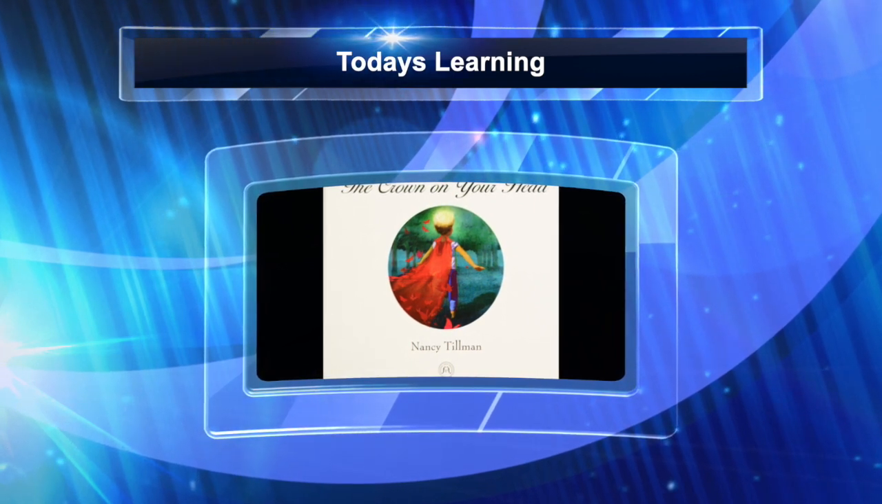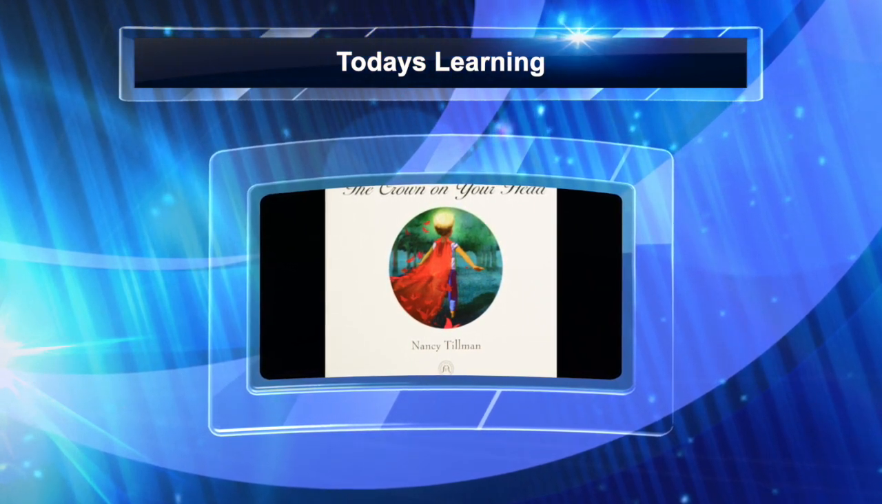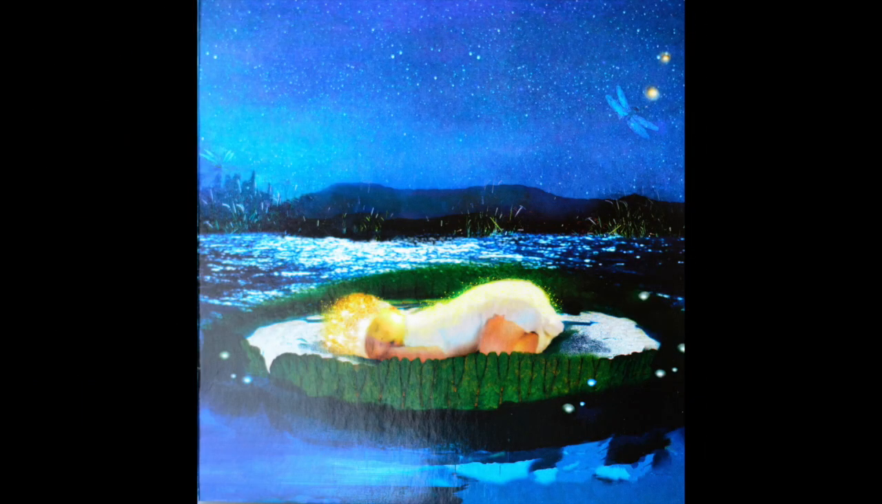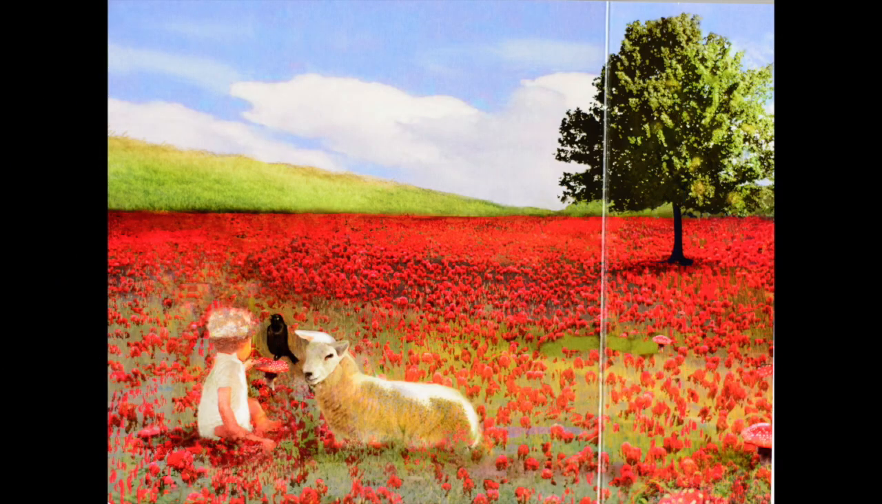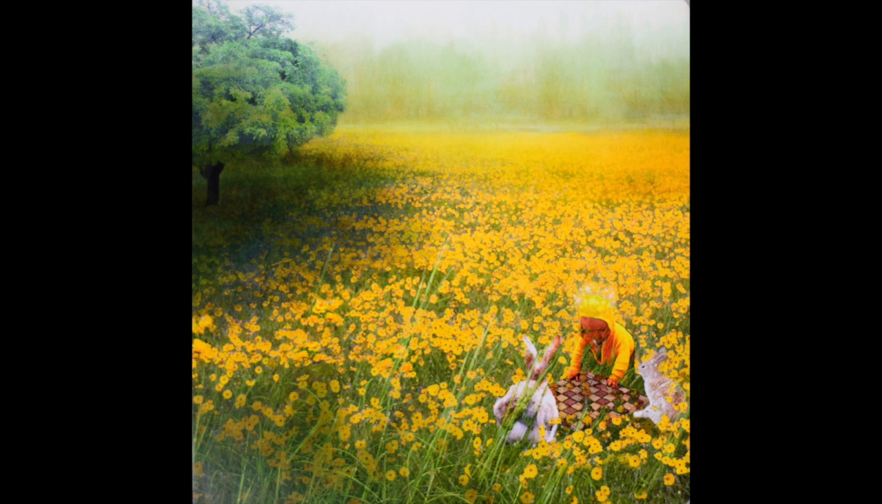The Crown on Your Head by Nancy Tillman. On the day that we met and I put you to bed, I noticed a crown on the top of your head. It was made up of sparkling, glimmering things like moonlight and fireflies and dragonfly wings. As the days came and went, it was faithful and true. And it grew right along with the rest of you.